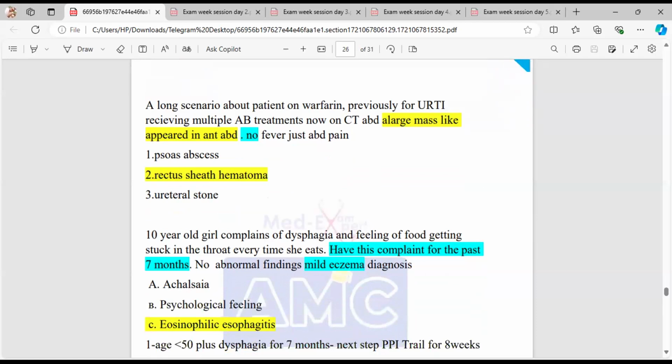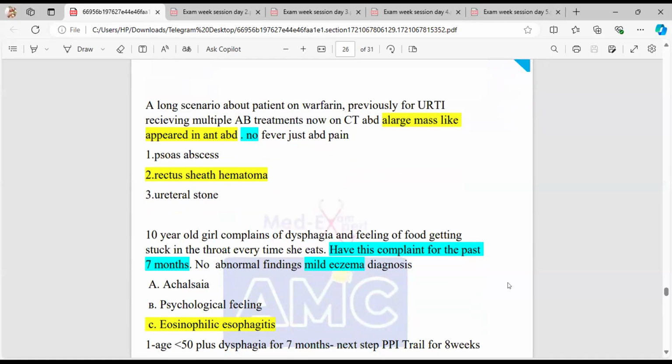Now the scenario about a patient previously on warfarin, with an upper respiratory tract infection receiving multiple antibiotic treatments, a non-tender large abdominal mass that appeared in the anterior abdomen, no fever, just abdominal pain. A very important question. Since October 2023, this question comes every month. This question is repeating every month.